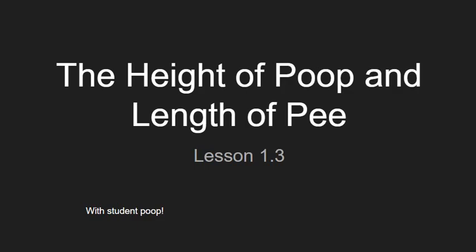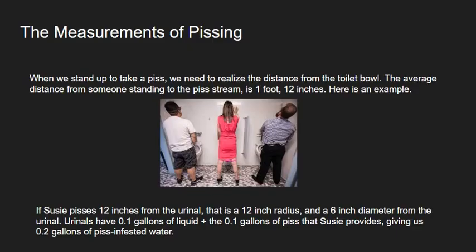So here we go. The measurements of pissing. When we stand up to take a piss, we need to realize the distance from the toilet bowl. The average distance from someone standing to the piss stream is 1 foot or 12 inches. Here's an example. If Susie pisses 12 inches from the urinal, this is a 12-inch radius and a 6-inch diameter from the urinal. Urinals have 0.1 gallons of liquid plus the 0.1 gallons of piss that Susie provides, giving us 0.2 gallons of piss-infested water.